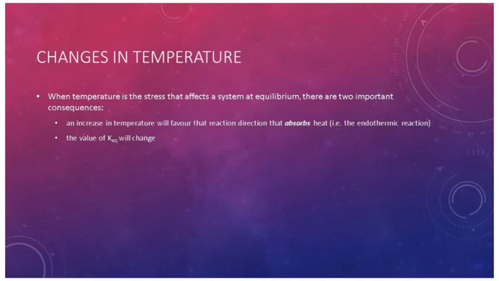All right, changes in temperature. When temperature is the stress that affects the system at equilibrium, there are 2 important consequences. An increase in temperature will favor the direction that absorbs heat, so the endothermic reaction. Remember, heat is entering a system in an endothermic reaction. And the value of the K equilibrium will change.